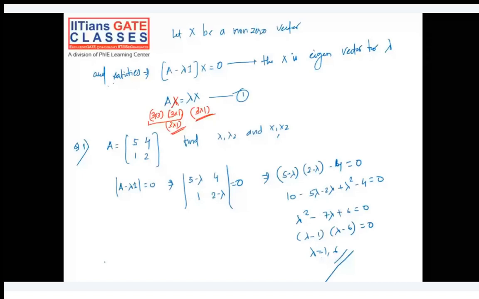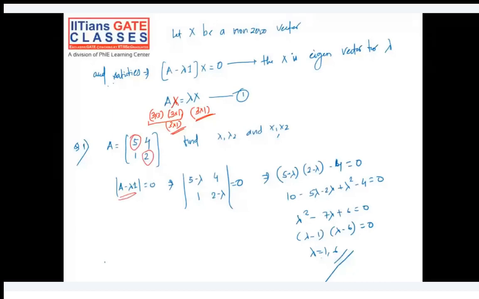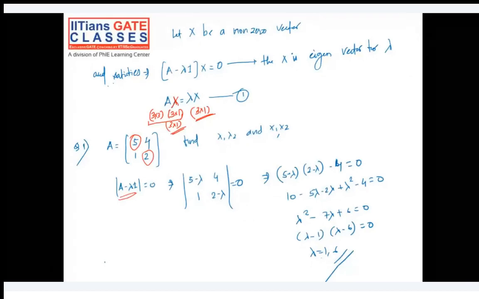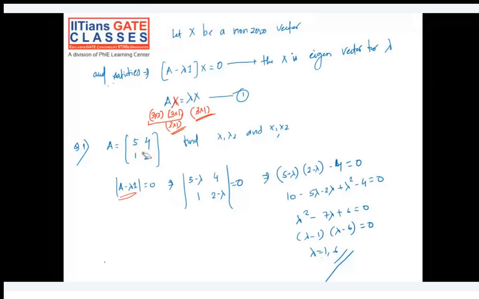Write down this first question. A is equal to 5, 4, 1, 2. As I said, how will the A minus lambda I matrix look? That is 5 minus lambda, 4, 1, and 2 minus lambda. You only have to subtract lambda from the principal diagonal elements, so 5 minus lambda and 2 minus lambda. This is how your characteristics matrix will look. If you take its determinant and equate it to 0, this is your characteristics equation.